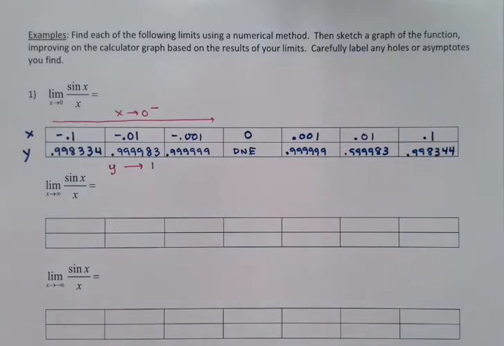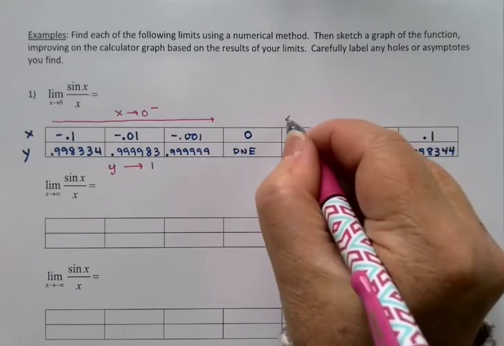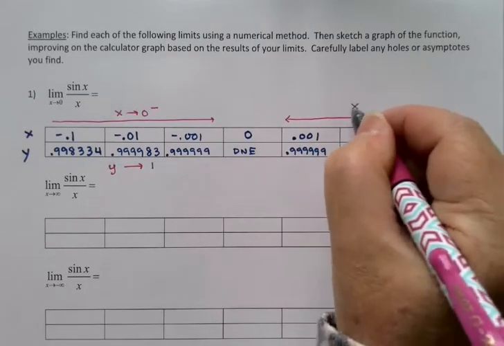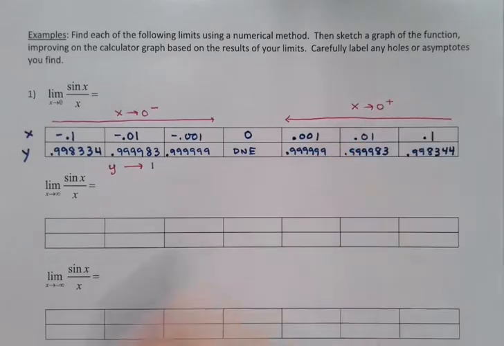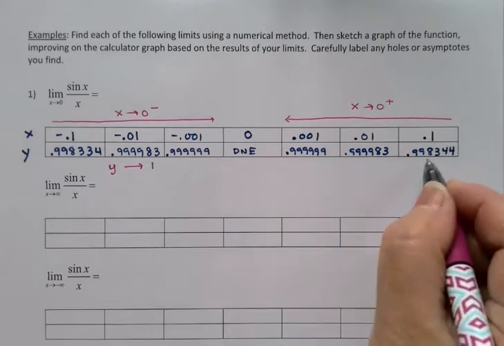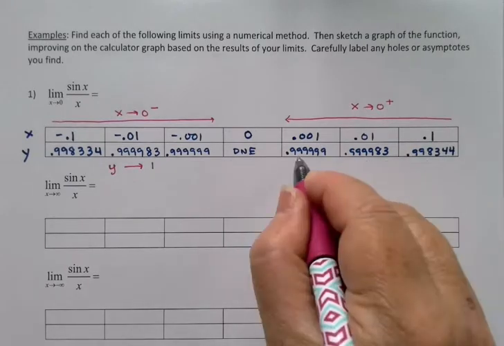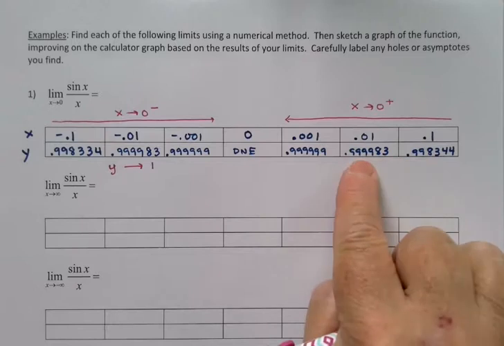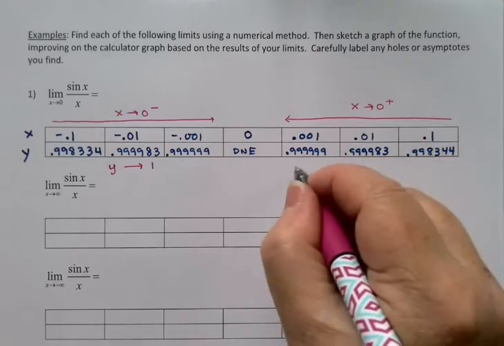I need to verify that that is either the same or different from the other side. So on this side, my x values are approaching 0 from the right. And once again, as I get closer and closer to 0, it appears that my y values are getting closer and closer to 1.